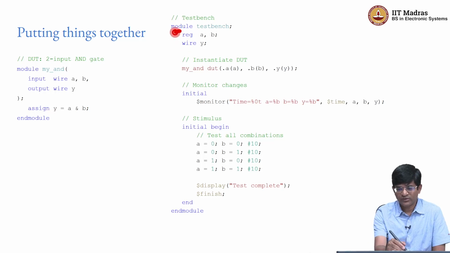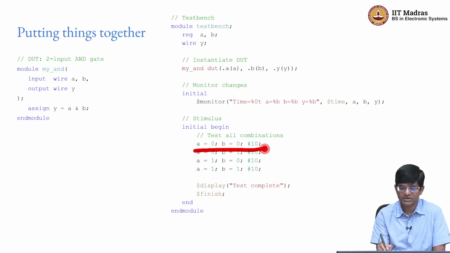I want to test this. For that, I first need to declare the signals. I need to instantiate my DUT. I set up an initial block to do the monitoring. And as you can see, I can have multiple initial blocks. My second initial block is the one that actually does the stimulus generation. It says give a set of values, wait for some time, give a set of values, wait for some time, give a set of values, wait for some time, and so on. Finally, display this test complete and finish.